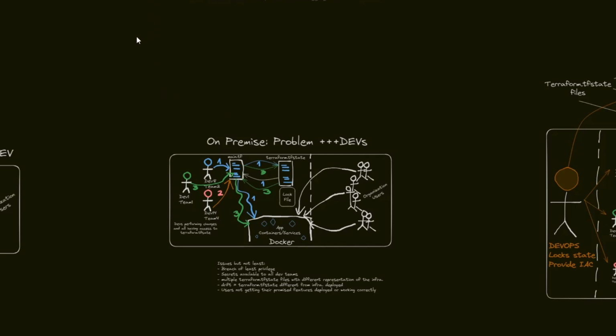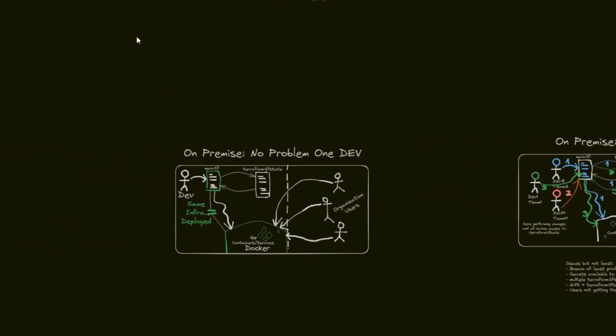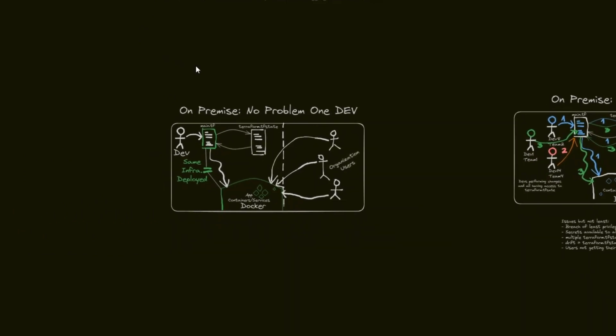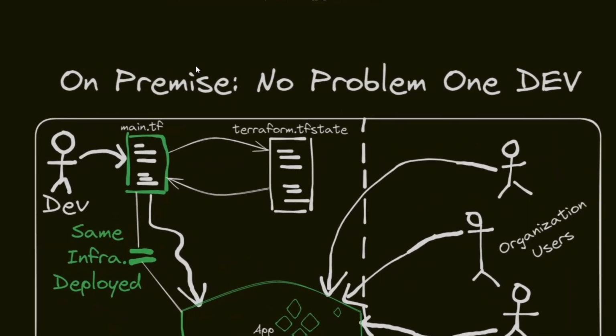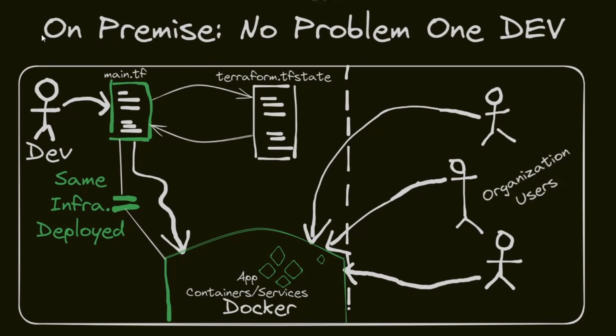And before anything, I want you to see what we are going to do here. We're going to be in this scenario. We are on premise, and there's no issues because there's only one developer. So no problem, one dev.